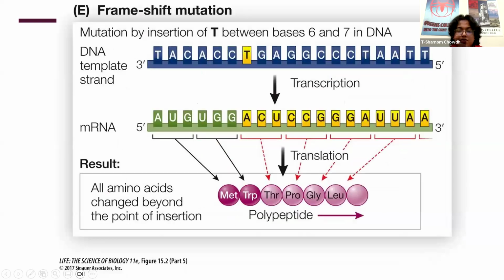And then you have frame shift mutations where a base was inserted. Rather than something being swapped out, here a base was inserted in the DNA. So that shifts over all your codons. So now you have a completely different amino acid chain due to the shift of the additional base that was added.